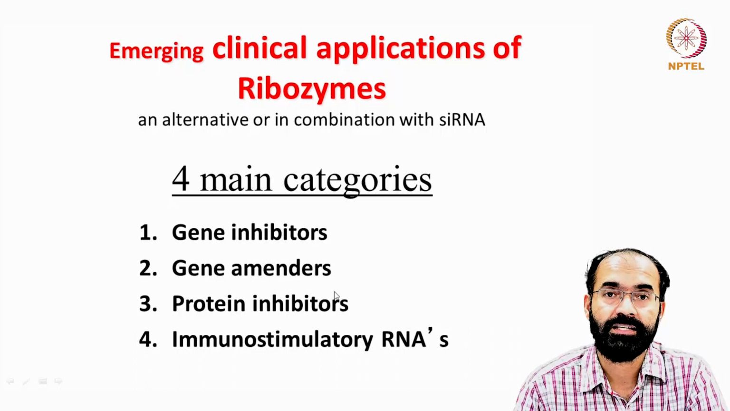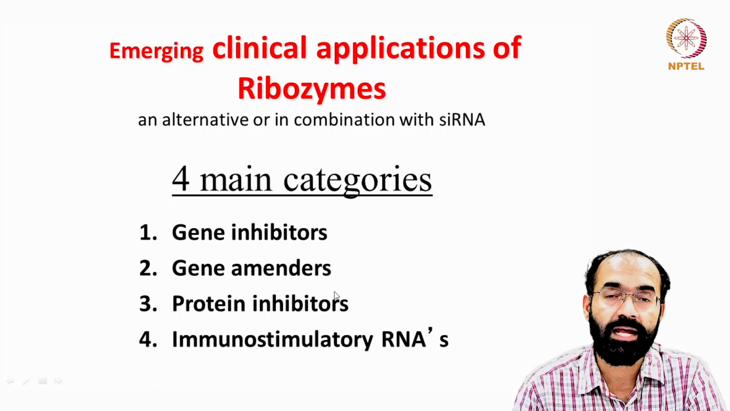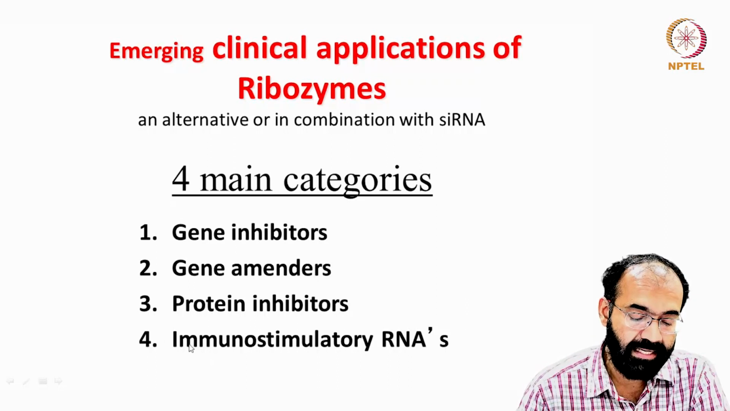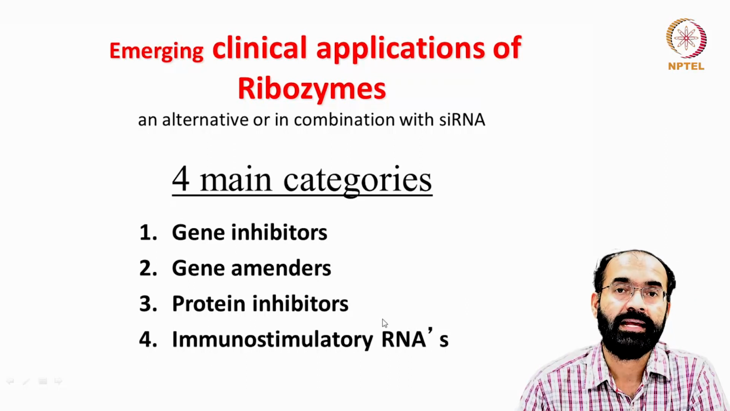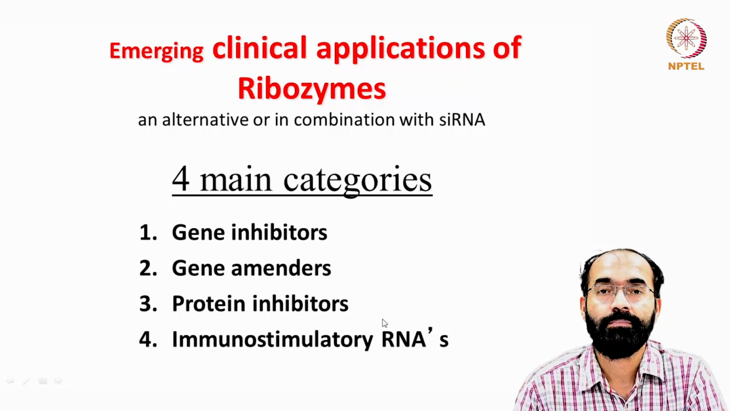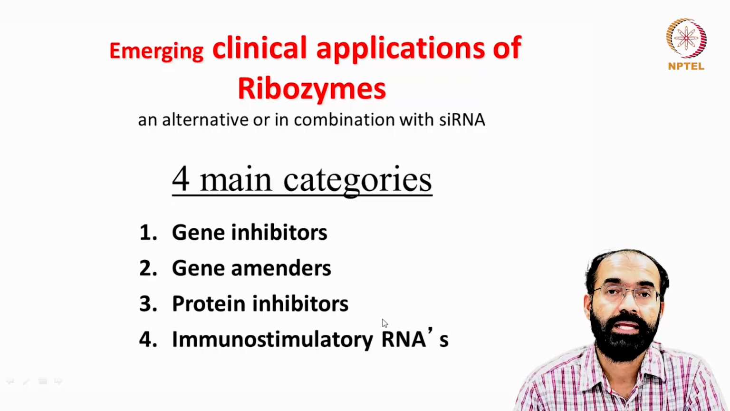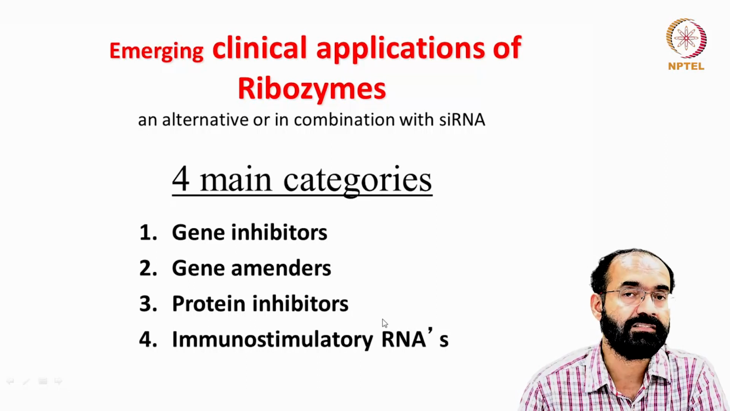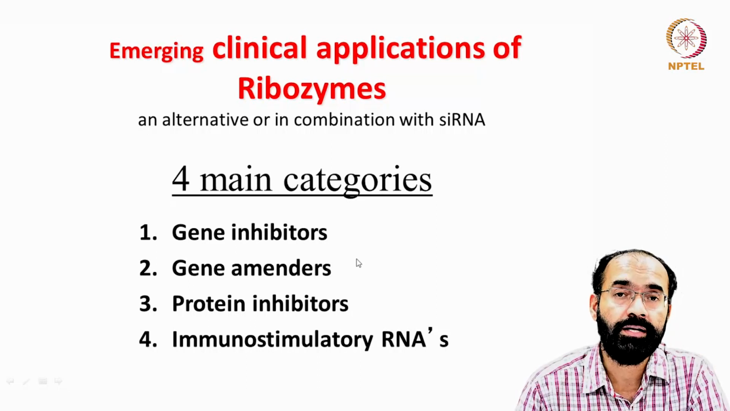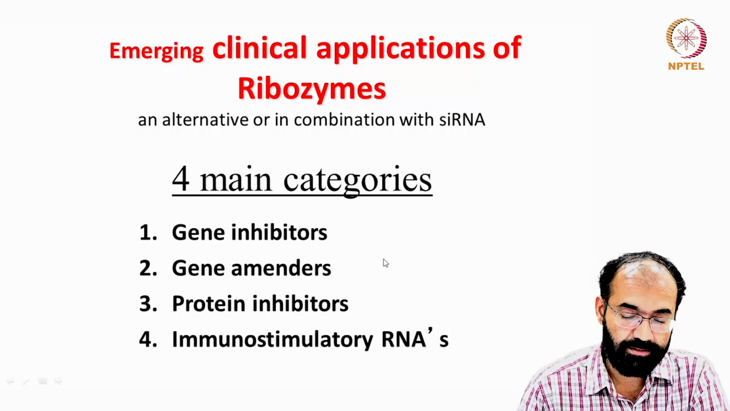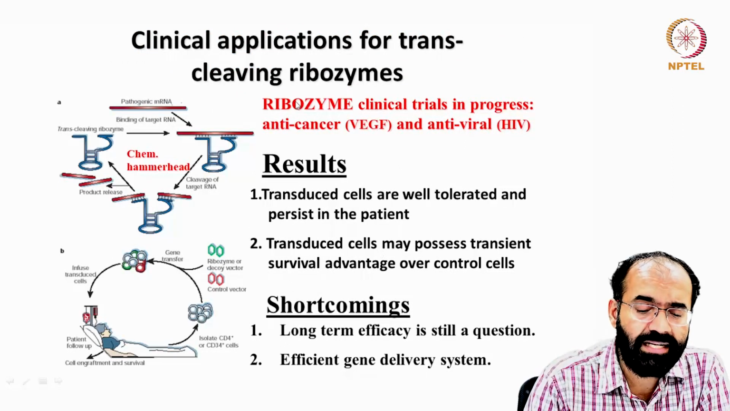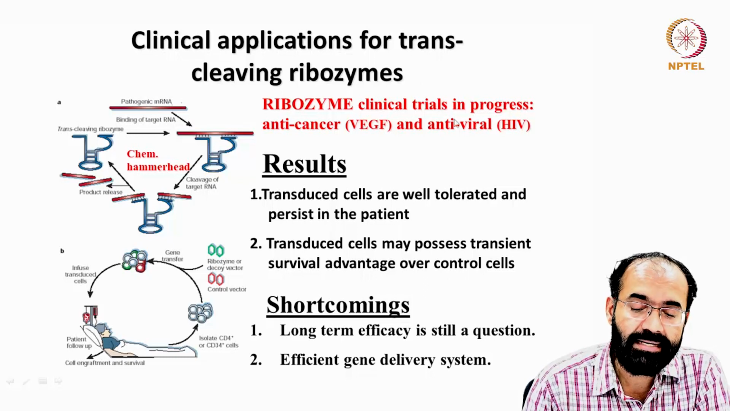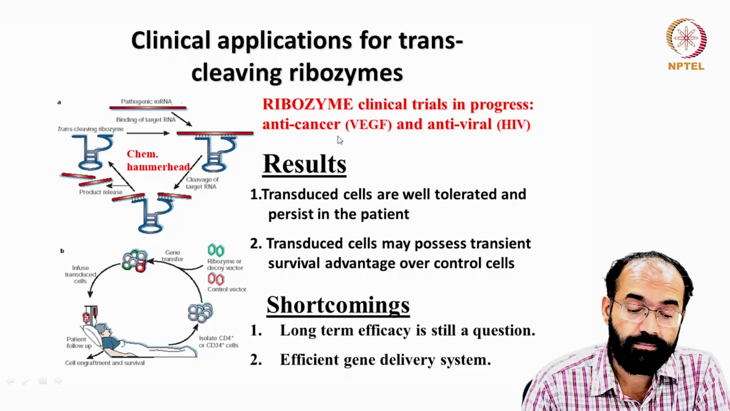And protein inhibitors means certain proteins alone can be inhibited. You don't want to degrade it, but you can inhibit it. And then immunostimulatory RNA: certain ribozymes can be used to induce immunogenicity in the host so that it can provide protection against certain foreign RNAs and proteins. So some of the clinical applications of trans-cleaving ribozymes, let us see. Ribozyme clinical trials are in progress, it's going on.